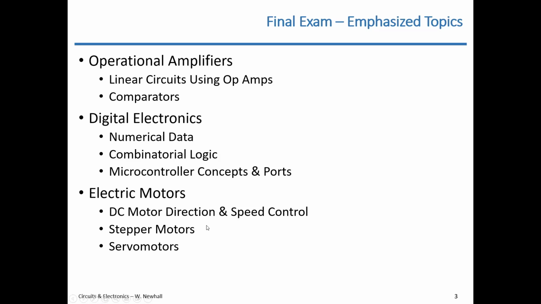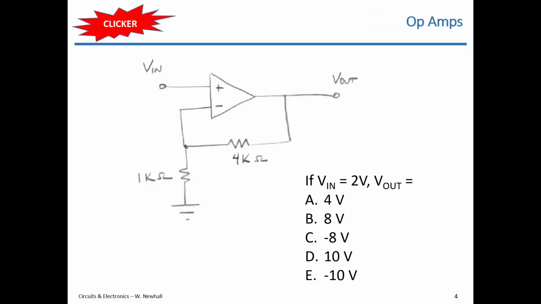So I'm going to run this review as a set of clicker questions. Get your clicker app out and we'll get started solving some problems, starting with op amps and then going into the motors topic. Here is your first problem. You have this op amp circuit. The input voltage is Vin, the output voltage is Vout. If Vin is 2 volts, what is Vout?